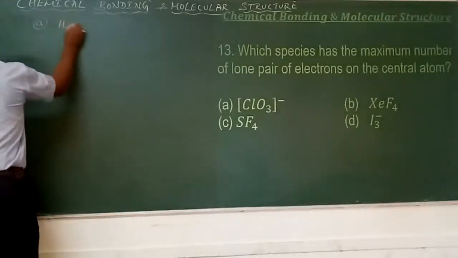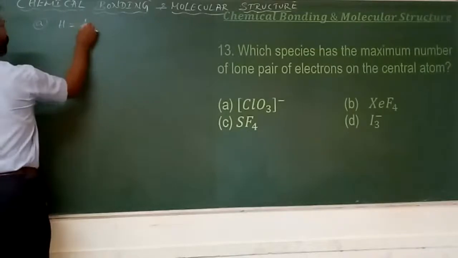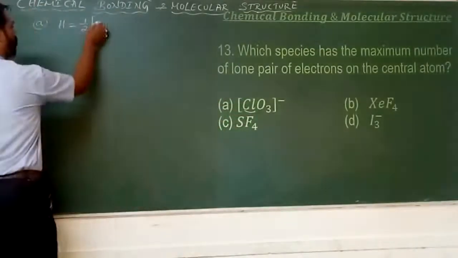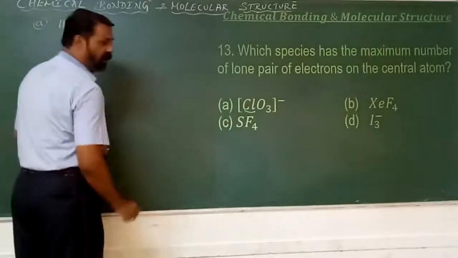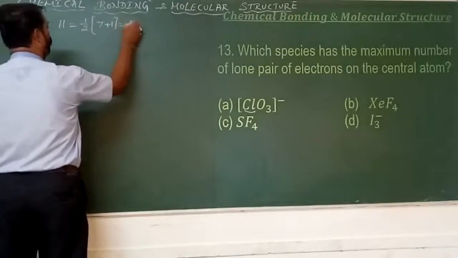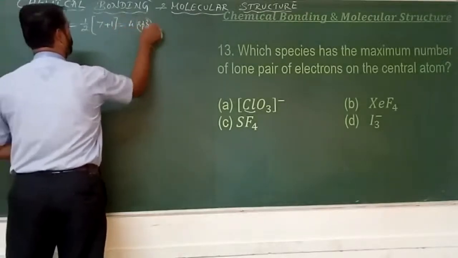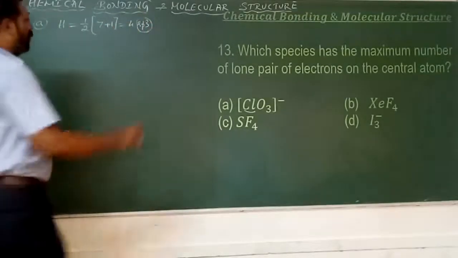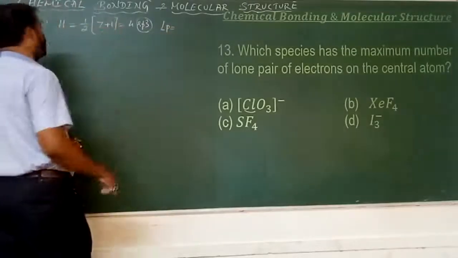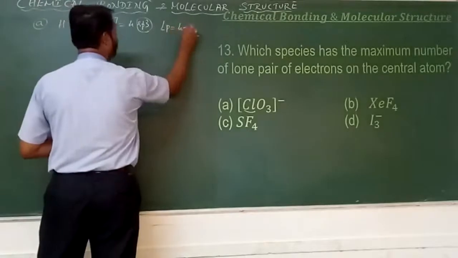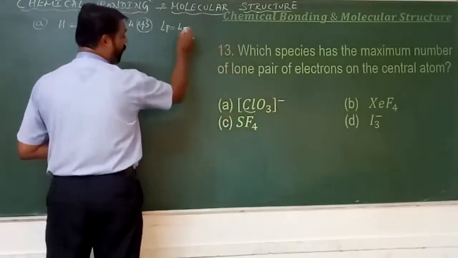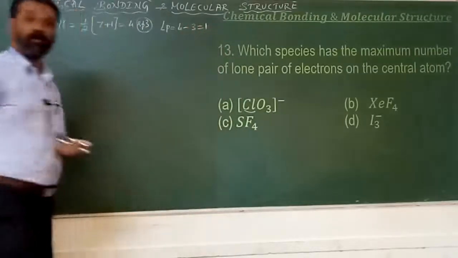H is equal to half of the central atom's valence electrons. The central atom is chlorine. Chlorine means halogen, so 7, with one monovalent atom, no cation, but the charge on this one is negative. Therefore, it is equal to 4. 4 refers to sp3. Then LP is equal to H minus BP. What is H here? It is 4. Minus, how many bond pairs are there? Monovalent, so equal to 1. Means how many lone pairs are there? 1.